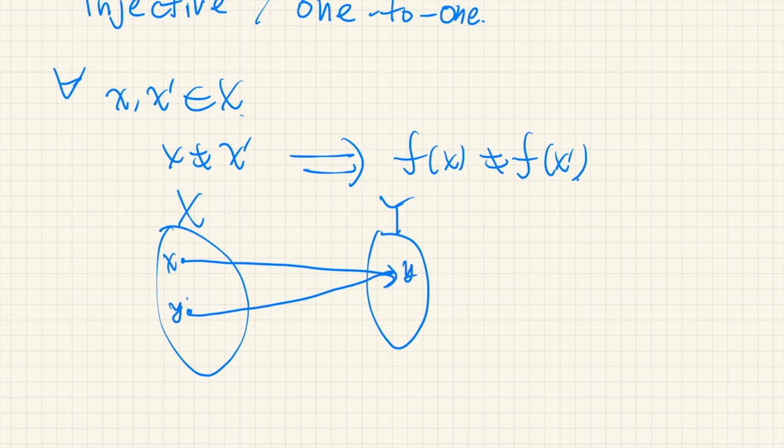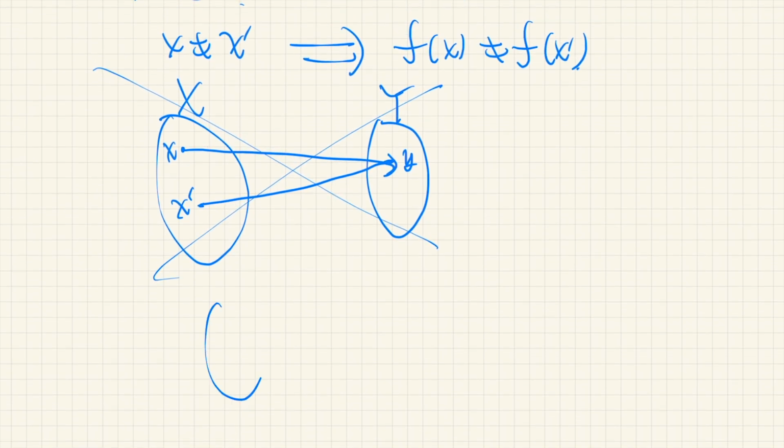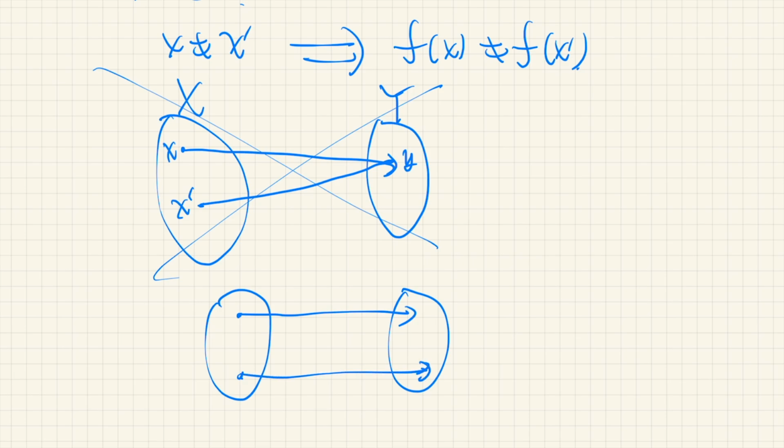So X and X prime, this doesn't happen, okay? This will never happen for an injective map. So that means if two elements are different, they map to different elements in Y. So that's what injection means.